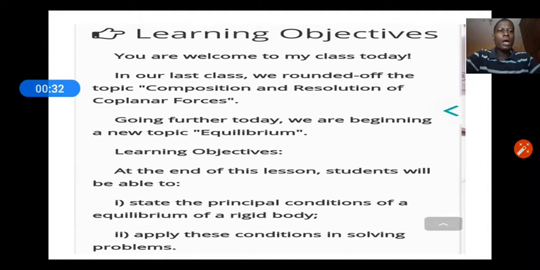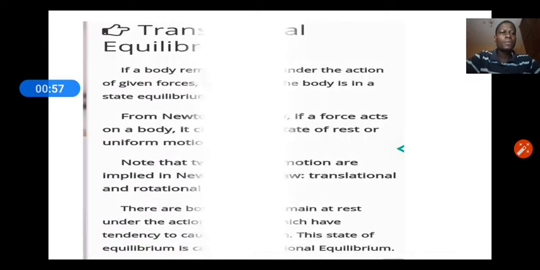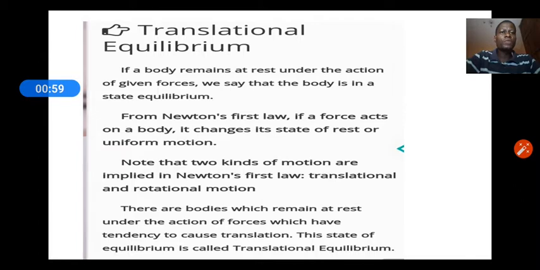What are our learning objectives for today? At the end of this lesson, students will be able to: 1. State the principal conditions of equilibrium of a rigid body. 2. Apply these conditions in solving problems. And the first thing we are going to be looking at is translational equilibrium.